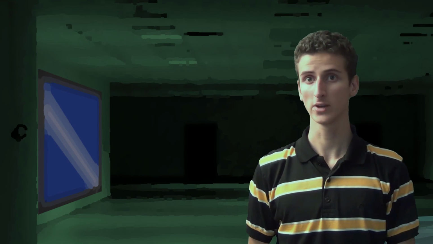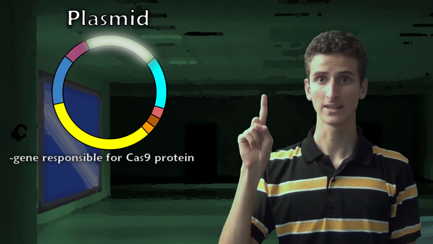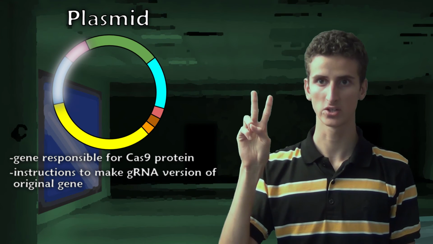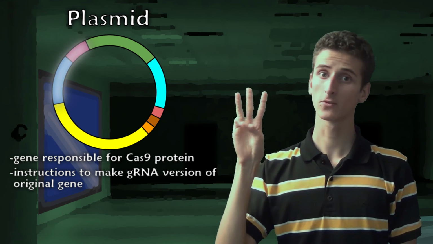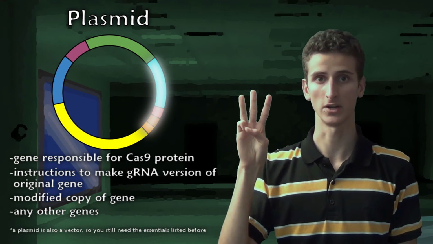Well, you need to create a plasmid with three things: the gene responsible for creating the Cas9 protein, instructions to make a guide RNA version of the original gene you wish to change, and of course, the modified copy of that gene plus any other genes you want to insert. Then we can use our trusty gene gun to get that plasmid into the nucleus, and it'll get right to work replacing all copies of the old gene with the new one.